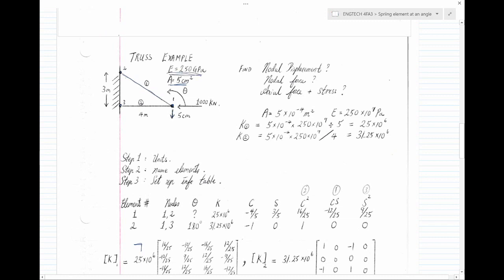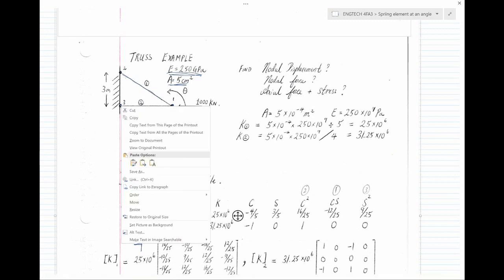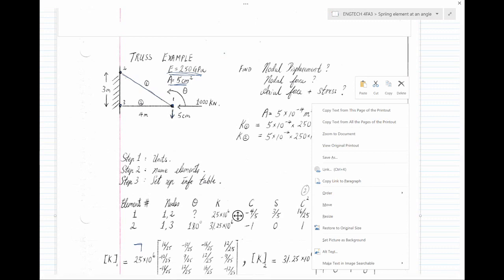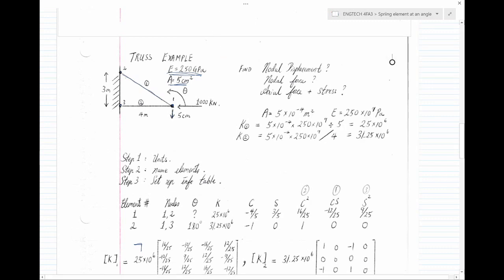One rod is 4 meters long. The other one we don't know yet, but the distance between the two nodes, node 2 and node 3, is 3 meters. So the problem is asking: what is the nodal displacement for node 1, the nodal force acting on it, and the axial force and stress along the rods?